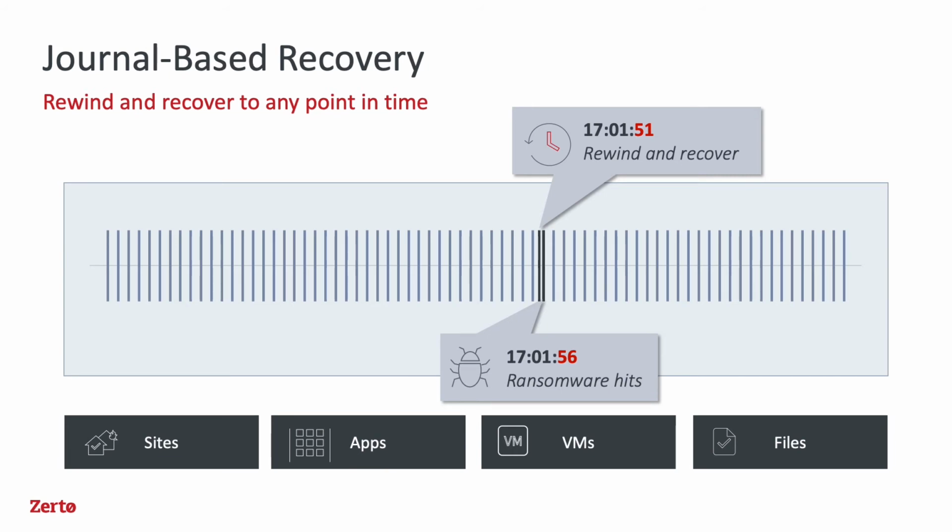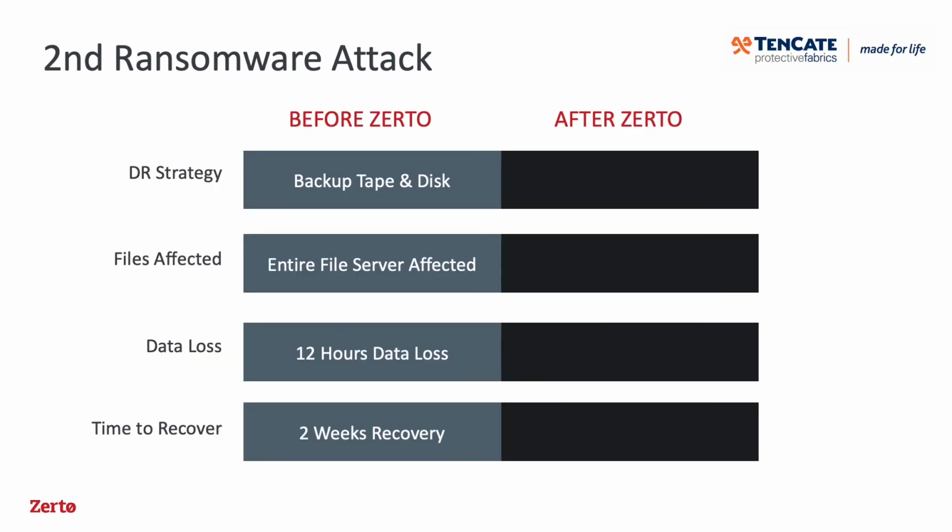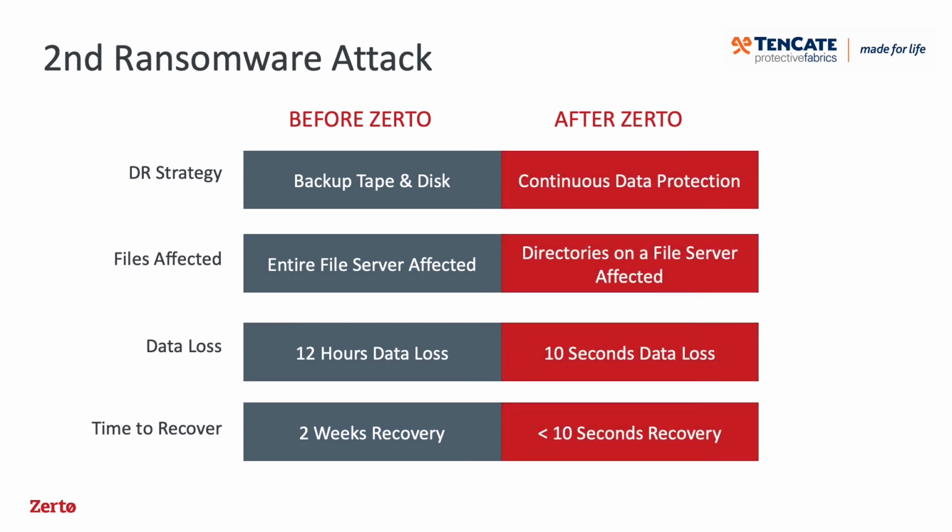Now, what this did for Tenkata is they suffered through a second ransomware attack after they became a Zerto customer. But things changed. They went from a backup tape and disk DR and data protection strategy to continuous data protection with Zerto. And in this attack, they only suffered 10 seconds of data loss, and it took them under 10 seconds to be able to recover. Now that really showcases the value and the improved RPOs and RTOs that Zerto delivers on a consistent basis. And in a time that's more than ever crucial to reduce downtime, to reduce the amount of time spent on reactive activities, it's clear that organizations need to move on from traditional backup.